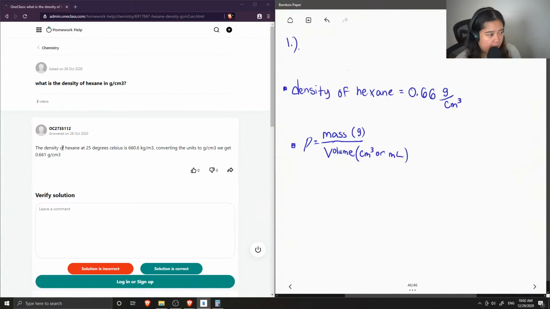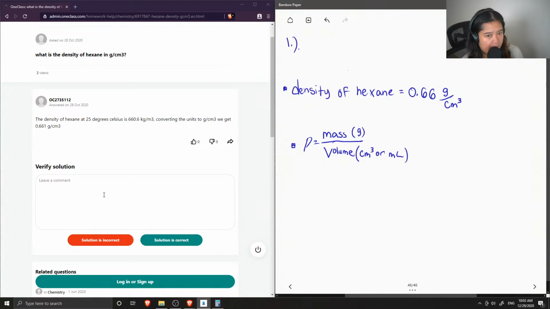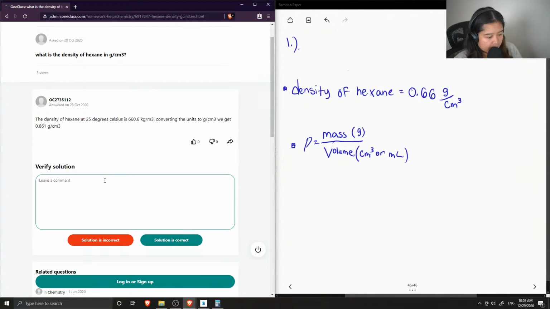And the junior tutor said that the density of hexane at 25 degrees Celsius is 660.6 kilograms per meter cubed. Converting the units to grams per centimeter cubed, we get 0.661 grams per centimeter cubed. So this solution is correct.